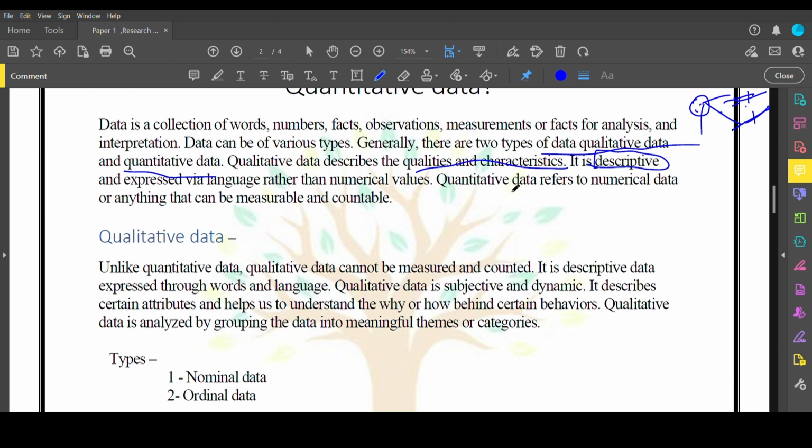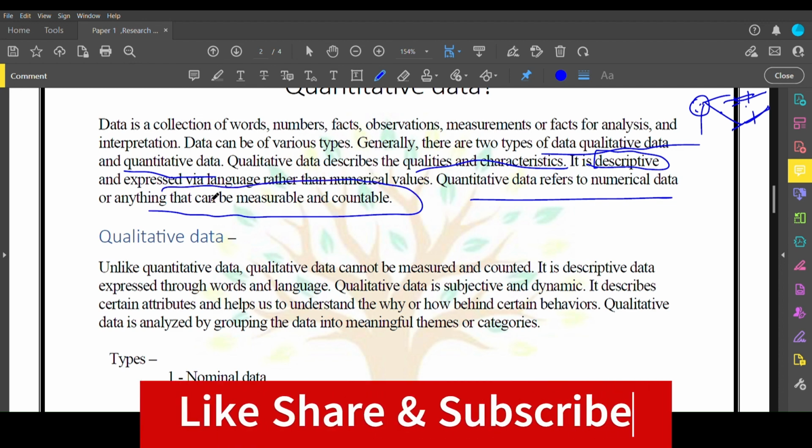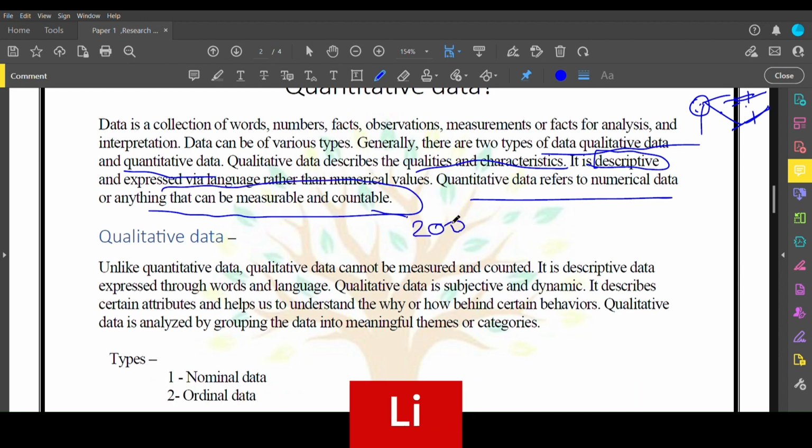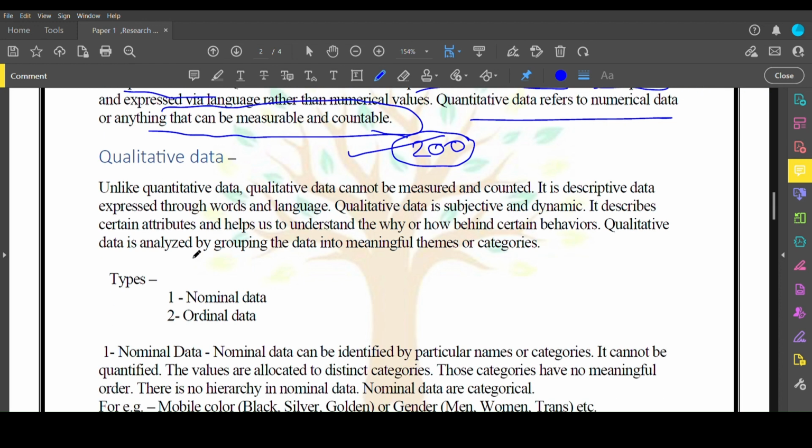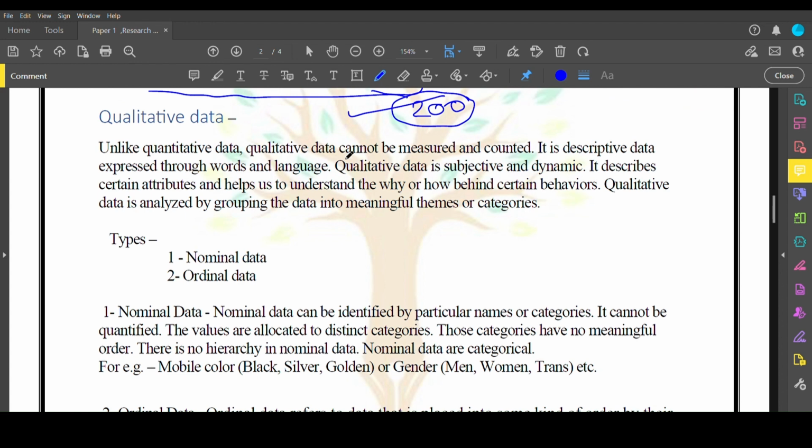And quantitative data refers to numerical data. When we talk about the number of customers visited at a store, you will say 200 customers. This is quantitative, because we have told the exact quantity. Now coming back to qualitative data, it cannot be measured or counted. You cannot measure whether an apple is pink or green. You just tell the characteristic. It is more of a descriptive type, expressed through words and language.